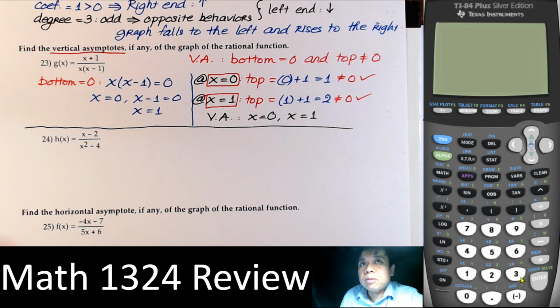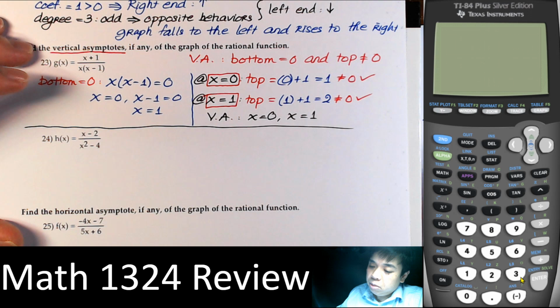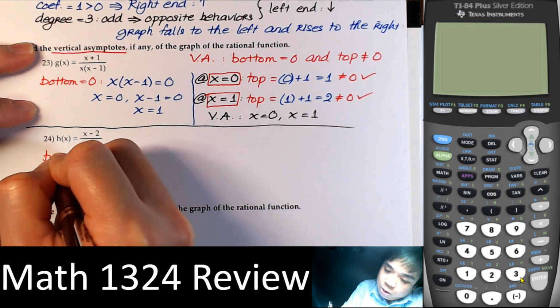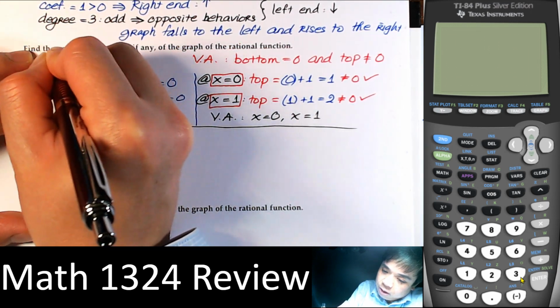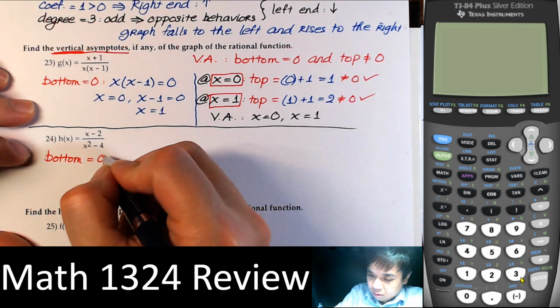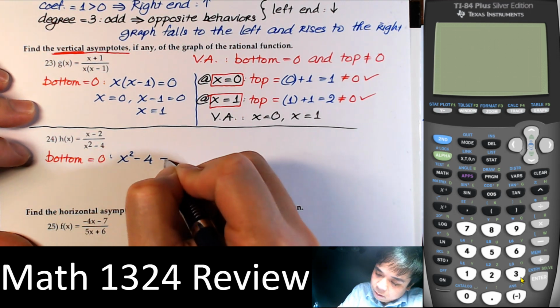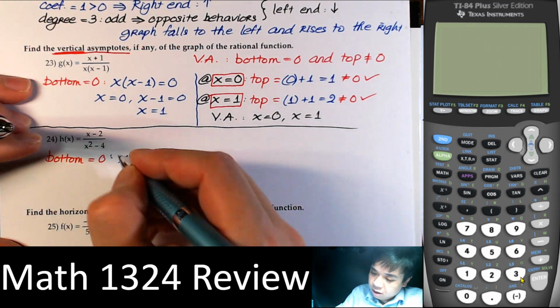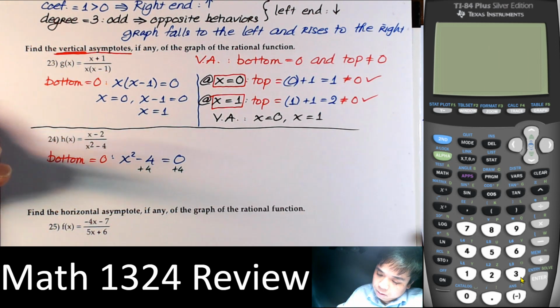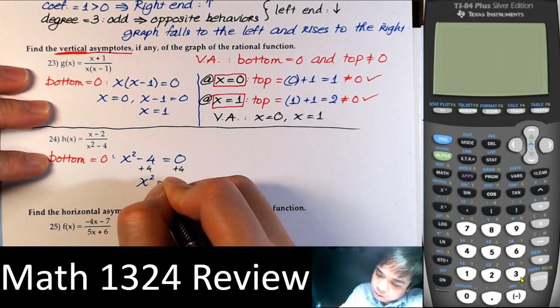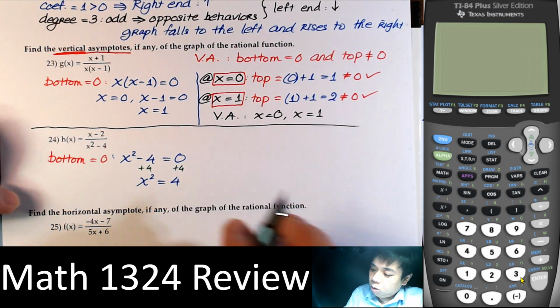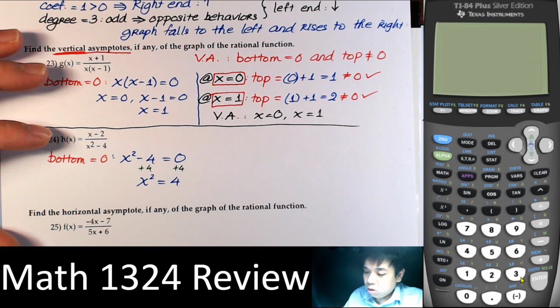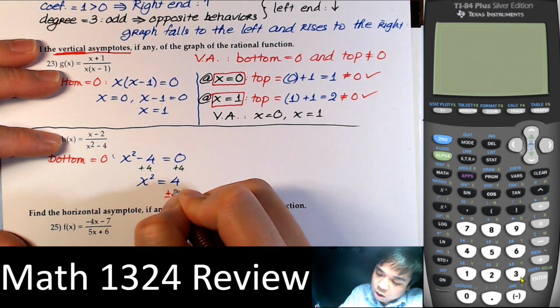Next, for this one, the same thing. Let the bottom equal to 0, and then let the top not equal to 0. That is for the vertical asymptote. To solve for x, take square root on both sides. Remember, when you take square root on both sides, then plus or minus square root.